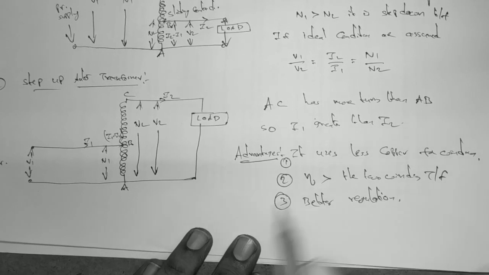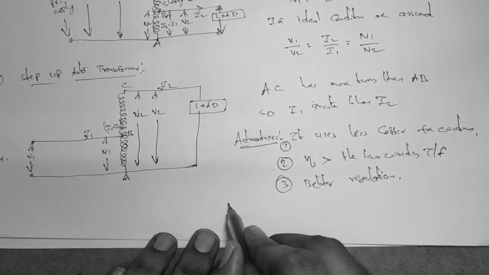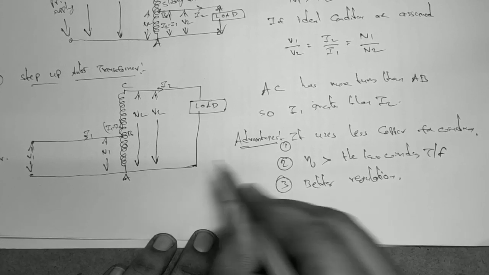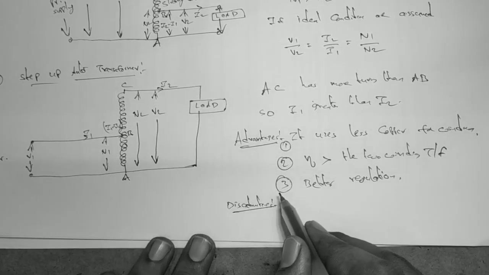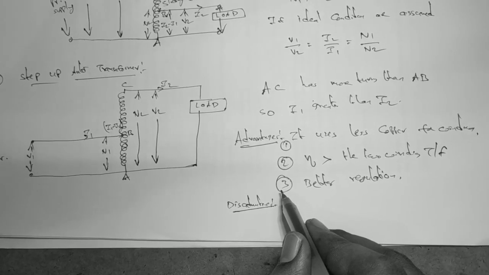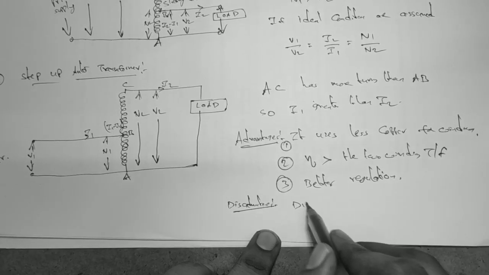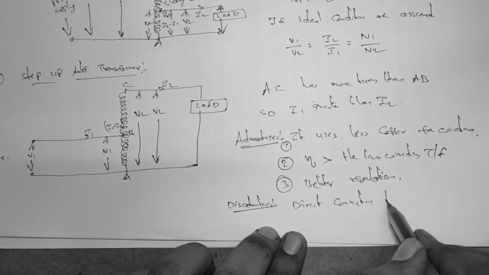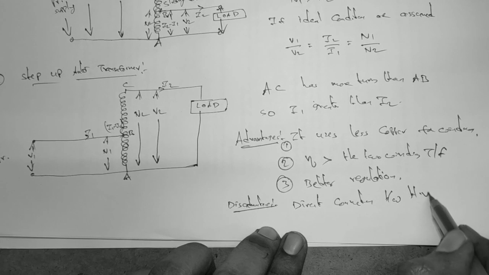And coming to the disadvantage, the main disadvantage is direct connection between primary, that is high voltage side, and low voltage side. So there may be a chance of short circuit. Because primary and secondary both are connected to the same winding, so there is a direct contact. That is the main disadvantage for the auto transformer.